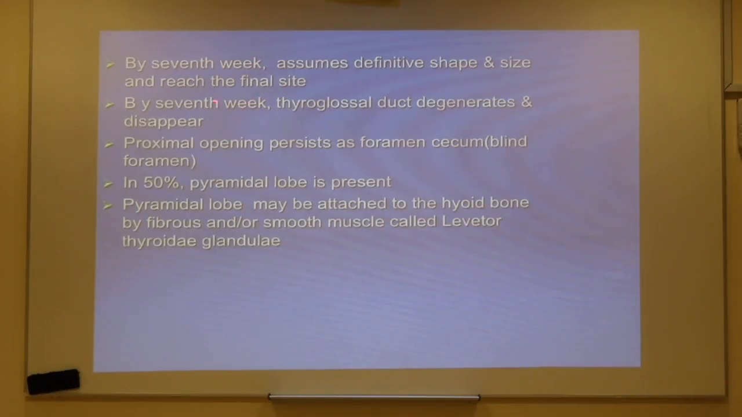And then by the same 7th week, the thyroglossal duct, which is connecting the thyroid gland, thyro meaning thyroid and glossal meaning tongue, with the tongue, is going to disappear. And as it disappears, there would still be a proximal opening at the junction of the anterior 2/3 and posterior 1/3 of the tongue, which is called foramen cecum. In 50%, there would be a pyramidal lobe present, and this pyramidal lobe may be attached to the hyoid bone by a fibrous or smooth muscle, which is called levator glandulae thyroideae.